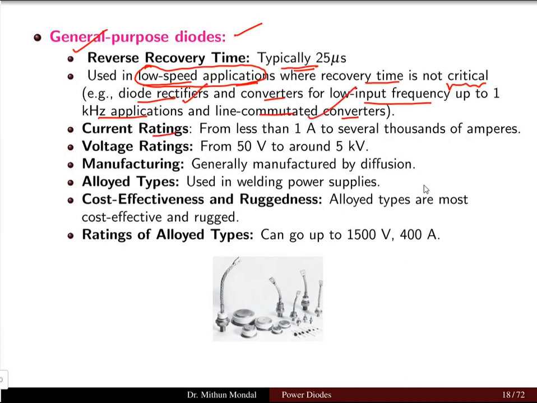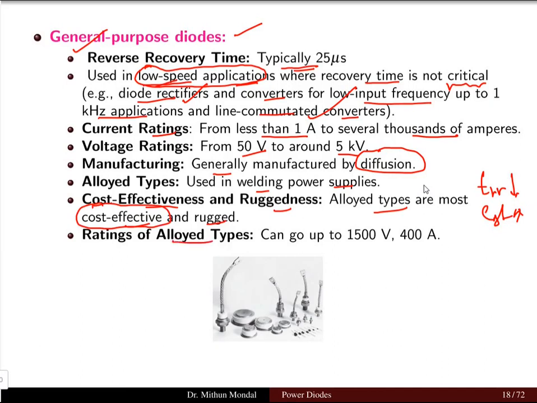Their current ratings are generally from less than 1 ampere to several thousands of ampere, and the voltage rating lies between 50 volt to around 5 kilovolt. They are generally manufactured by the diffusion process, and used in welding power supplies. When we talk about cost effectiveness and ruggedness, alloy types are the most cost effective and rugged. In order to reduce the reverse recovery time, the cost will increase. Here we don't care about the reverse recovery time, so it is cost effective.